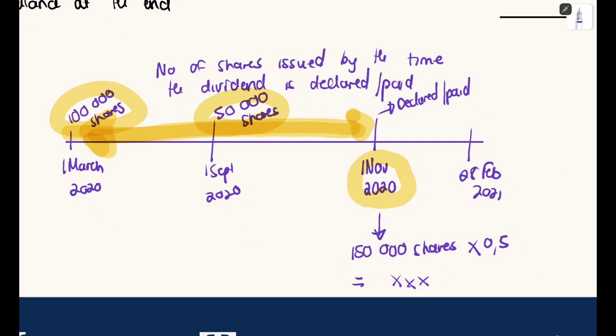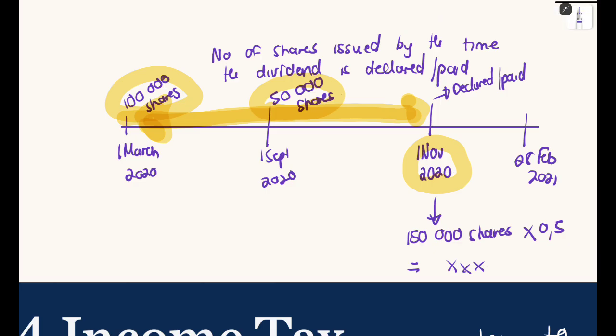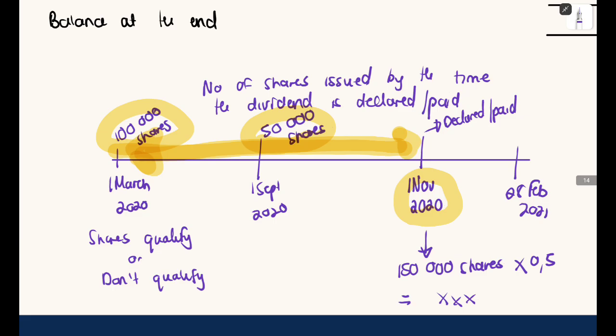Right? So now let's do it correctly and see. Before I even get to that, it's also important that you understand if those shares qualify or don't qualify. So, for example, if they said the shares that were issued on the 1st of September do not qualify for dividends, what would that mean?